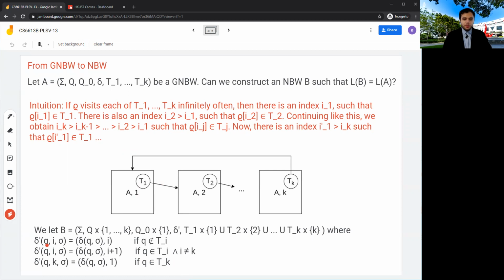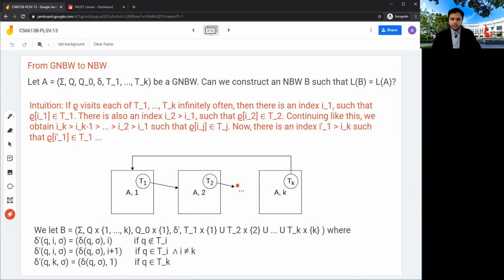So if I'm at vertex Q in copy I, and I read the letter sigma, then I just do what the original automaton did with Q, and I stay in the same copy, provided that I'm not at a target vertex. But if I'm at a target vertex, then I go to the next copy. And if I'm already in the last copy, Ak, and I'm at the target vertex, then I go back to the first copy. Okay.